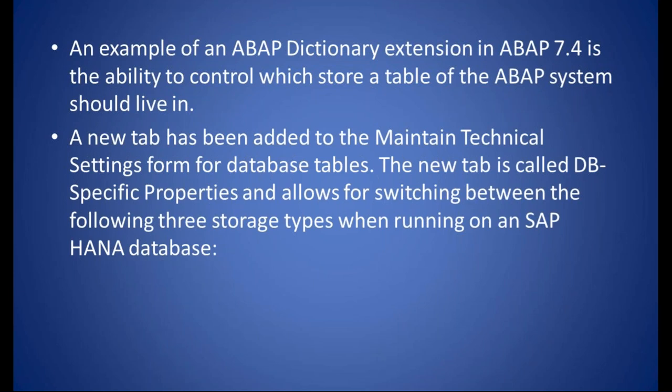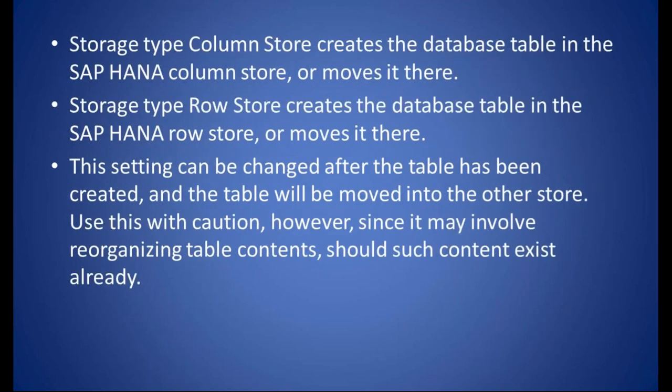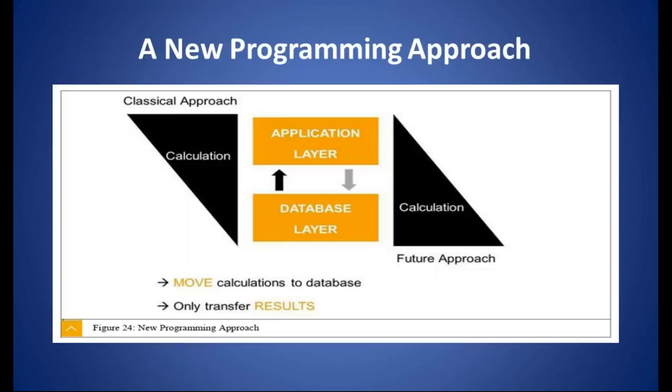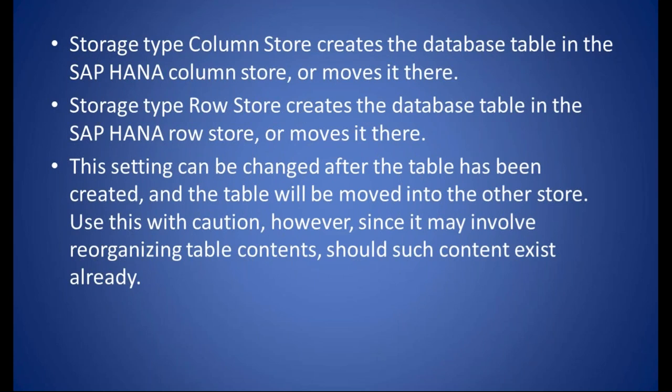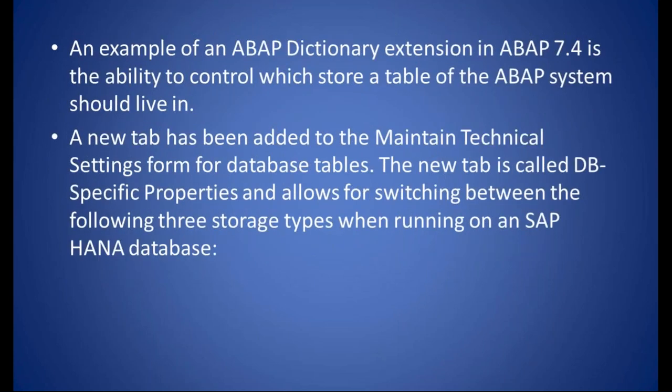So a new tab has been added to the maintain technical settings form in the database tables, which I'll show you anyway. The new tab is called database specific properties and allows for switching between the following three capabilities. So we have this. I'll show you this one, and this is one example, okay?